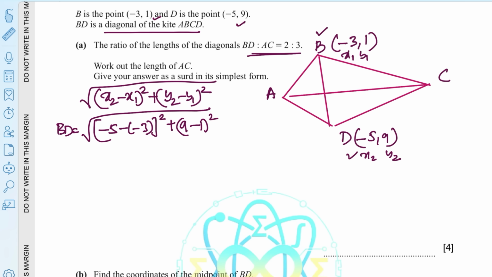Okay, so minus 5 plus 3, that becomes minus 2, squared. 9 minus 1 is 8, so it will be 8 squared. Is it okay? So it will be 4 plus 64. So we got 68.